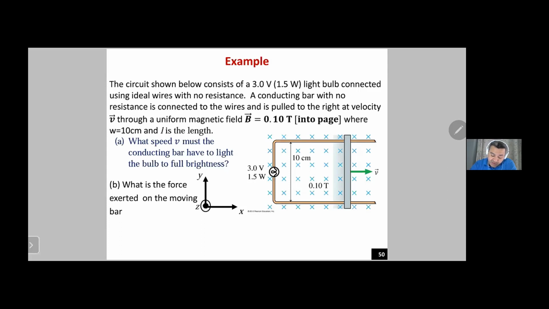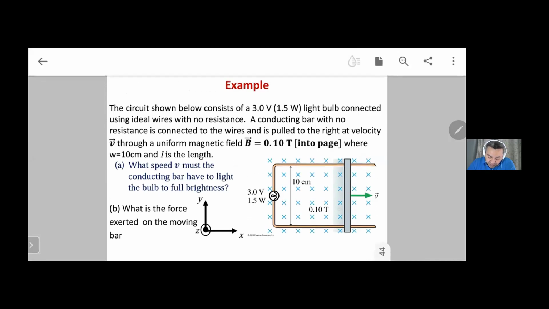Right now, it's being pulled at a velocity v in the right direction through a uniform magnetic field, 0.1 Tesla, that is pointing into the page. The width here, as you can see in the figure, is 10 centimeter, which is also the length of the bar within that circuit. And L is the length of this wire, from here to here.